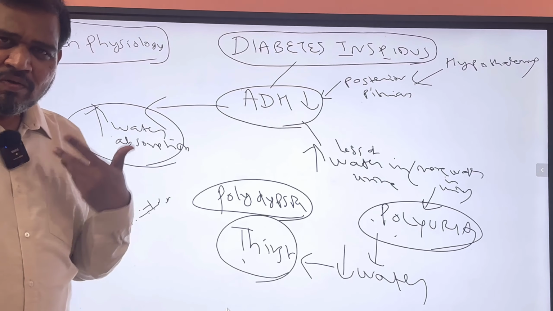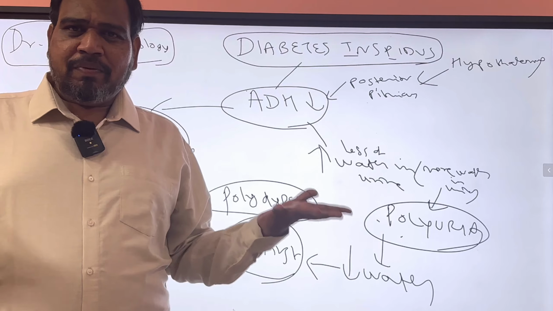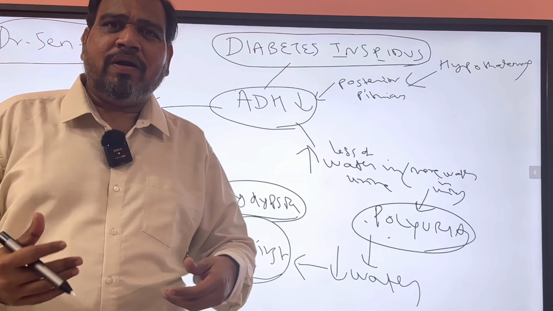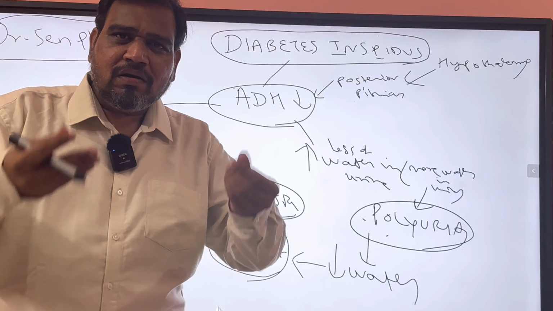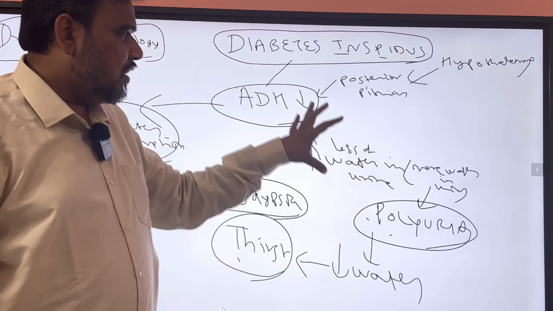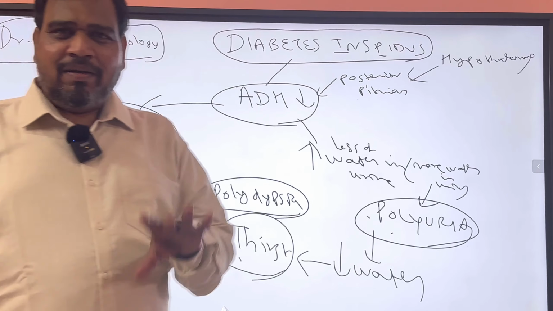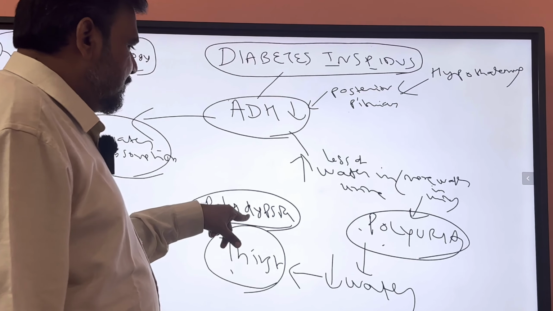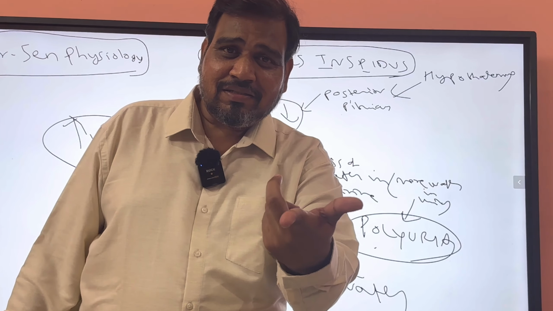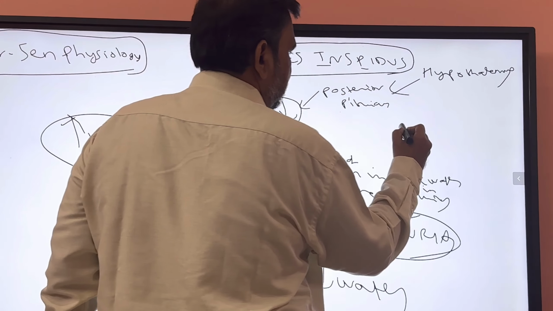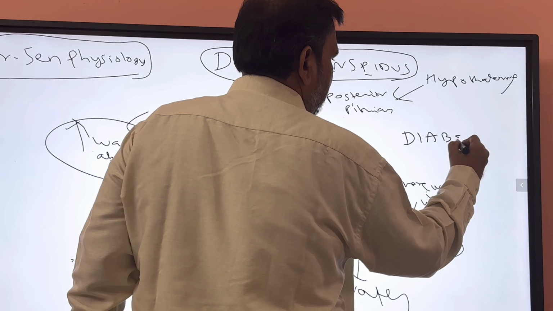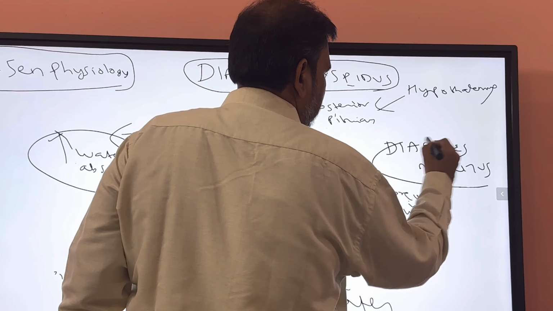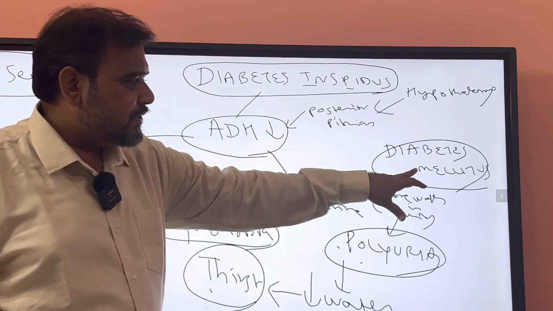Why increased thirst? Water is lost. My body is deprived, my body is dehydrated, so my body wants to compensate for that. So what do I do? I keep on drinking water, and whatever water I drink keeps on being lost because ADH is not functioning. Are you able to understand? Now you can ask, sir, polyuria and polydipsia also occur in diabetes mellitus. So now I will come to the difference between diabetes mellitus and diabetes insipidus.